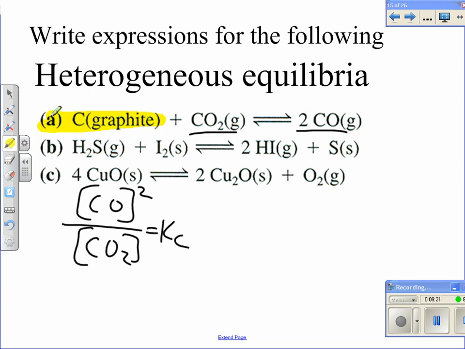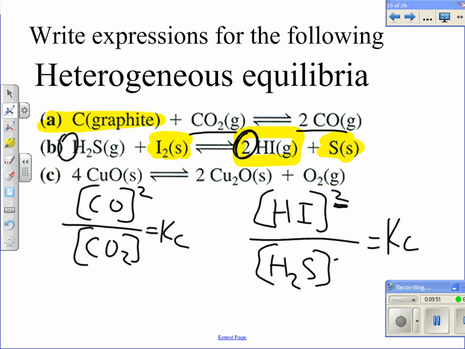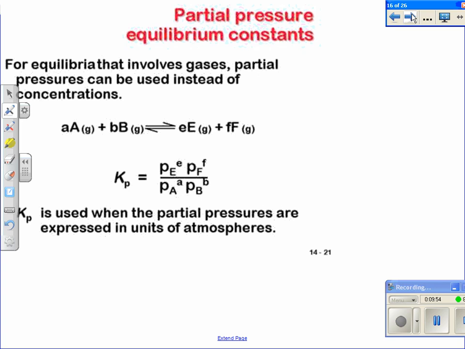Look at the next one. If I look right there, I have a solid and I have a solid. Therefore, those two cannot be in my equilibrium expression. I take the product, which is HI, bracket, to the second, over H2S as a gas, equals Kc. Notice my coefficient there, 2, becomes my exponent right there. Coefficient there is 1, therefore my exponent there is 1. Next one.